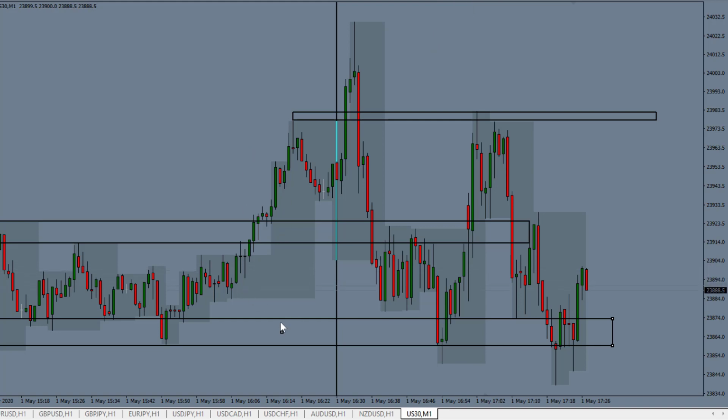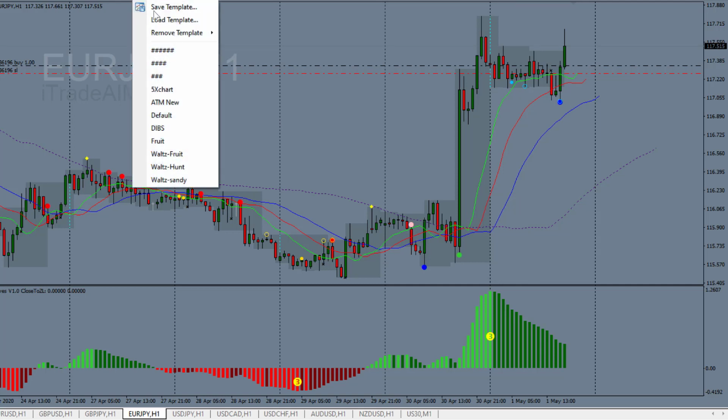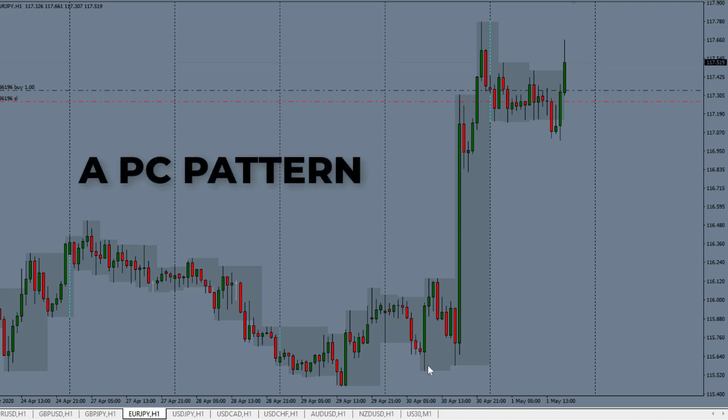Now let's go to the Euro-Yen chart, where I want to talk about the principal C pattern. So once again, I'm going to bring an empty chart so that I can explain that to Eric. What is a principal C? So as you can see here, we have a sequence of higher highs. As you can see, one breaks this.